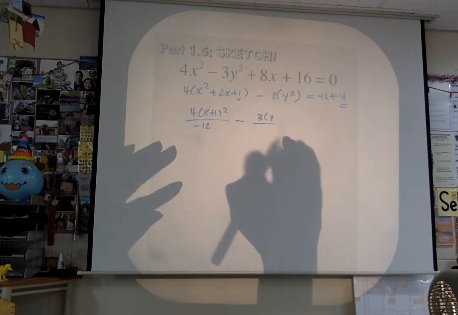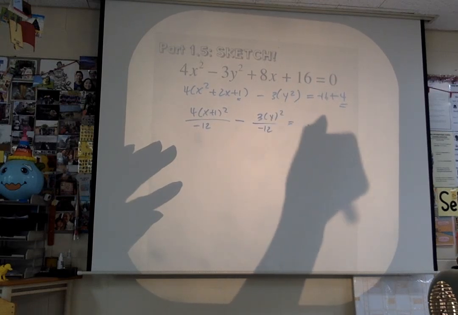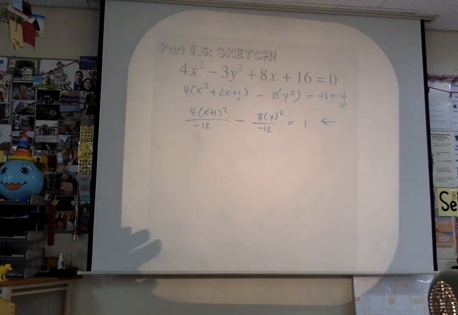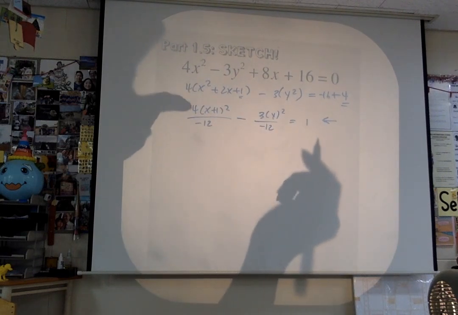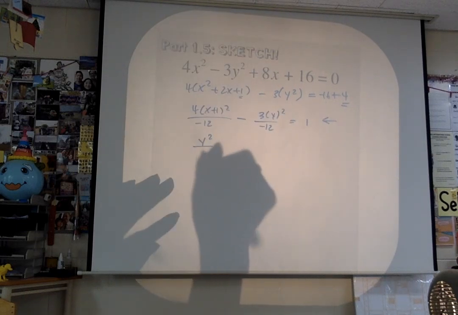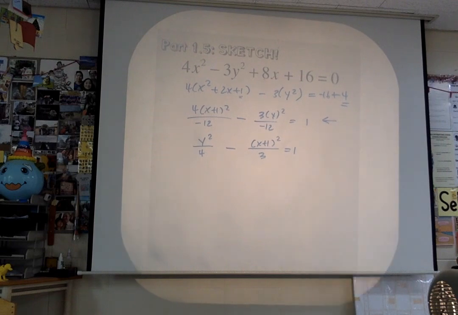So I don't like to write like that. I like to write the y squared outside, okay? Over negative 12 is equal to 1. Yay! But now what happens here is so strange. So you know that this becomes negative, this becomes positive. So let's swap it. So it's y squared over 4 minus (x plus 1) squared over 3 is equal to 1. So let's make some conclusions here.